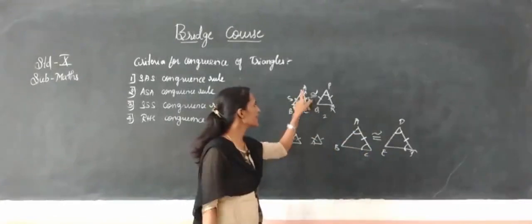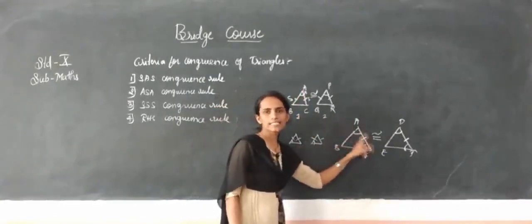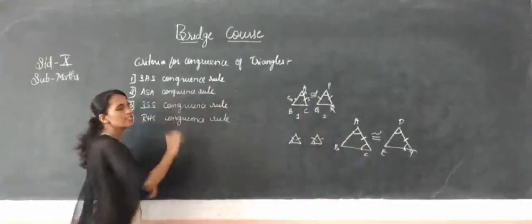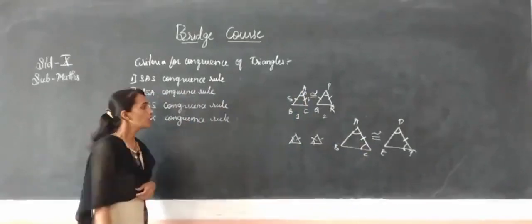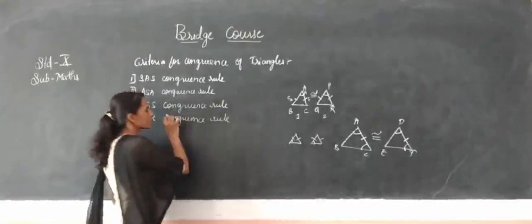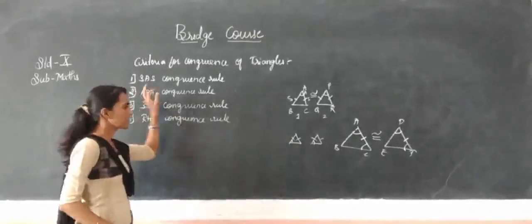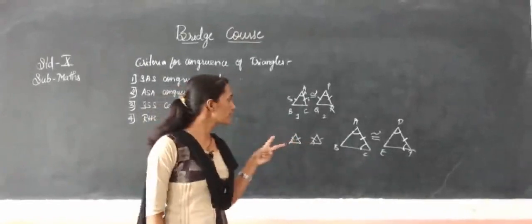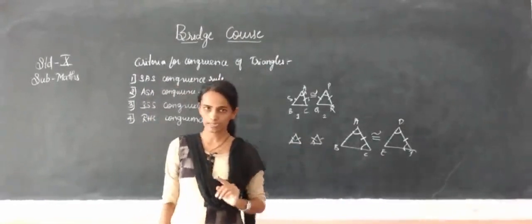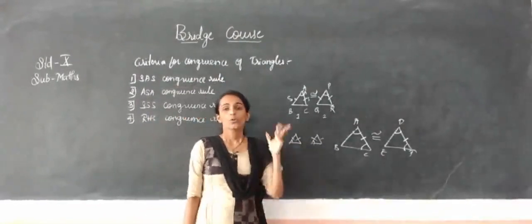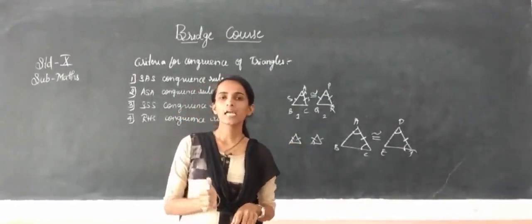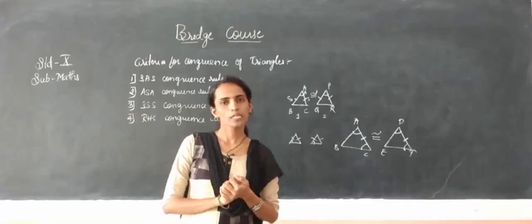Here side angle side, this one is angle side angle. Got it? So this is the SAS congruency rule. Next one will be the SSS congruency rule. Once again, SAS: two sides and the included angle of one triangle are equal to two sides and the included angle of another triangle. That time the two triangles are said to be congruent.